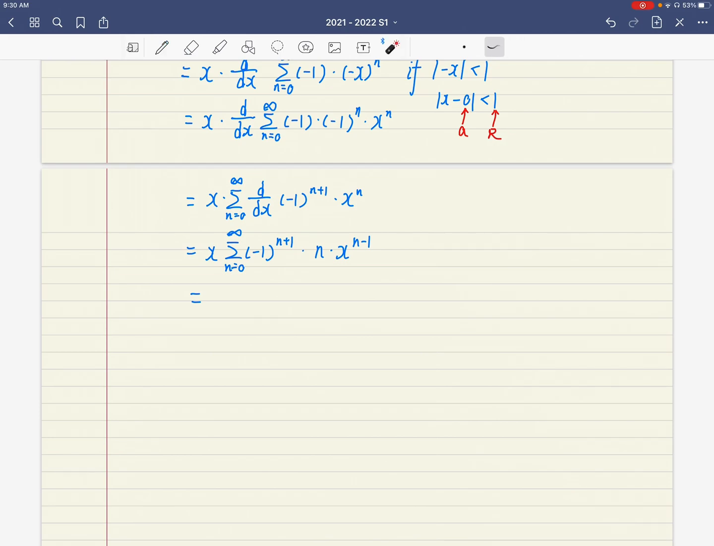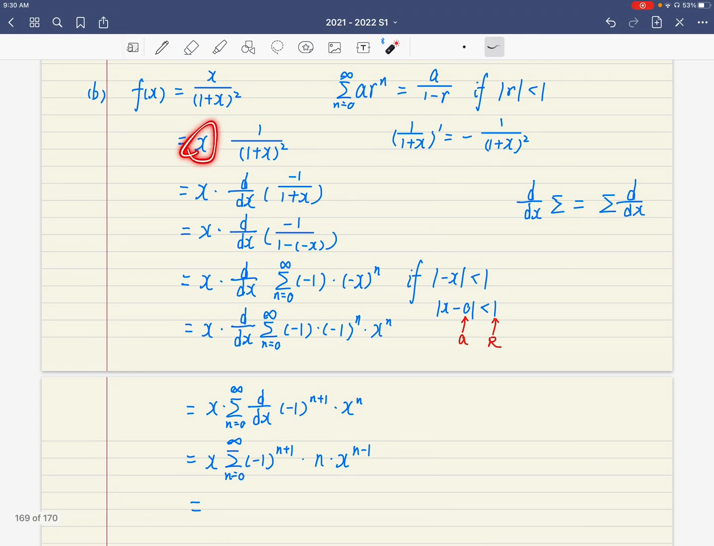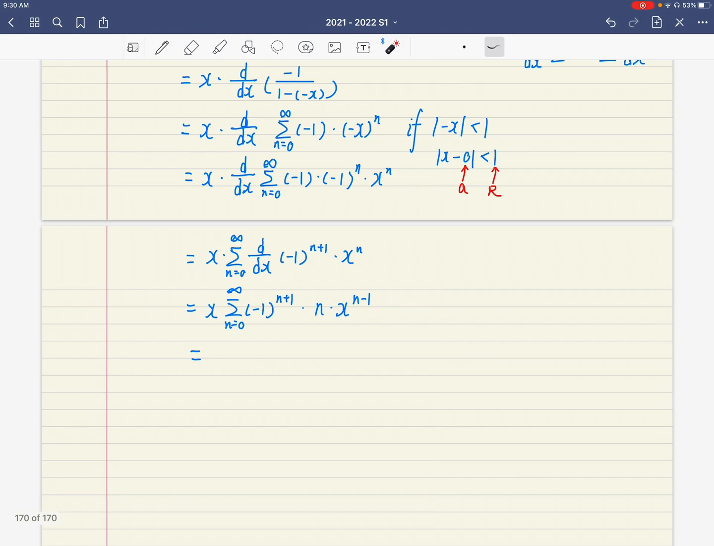And then you see you have an extra x in front. So where is this x from? This is from initially when you split this x away from the 1 over 1 plus x squared. Now it's a summation over n, so x is just a constant, and you can move it freely into or out of this summation. So you can move x in. You will have the sum from 0 to infinity of negative 1 to the power of n plus 1 times n times x to the power of n. These two, multiply them together, and you get this.